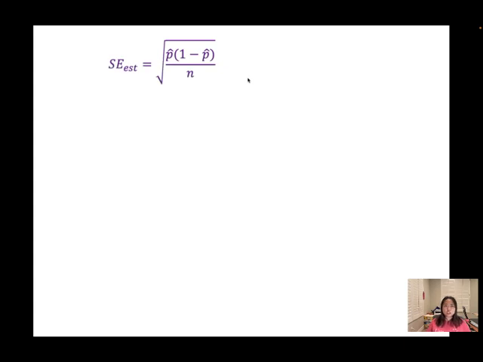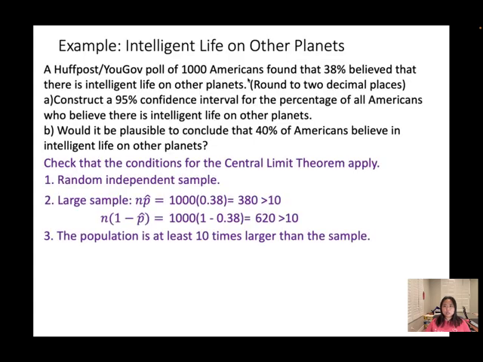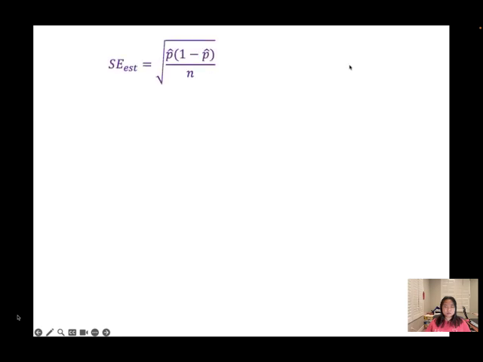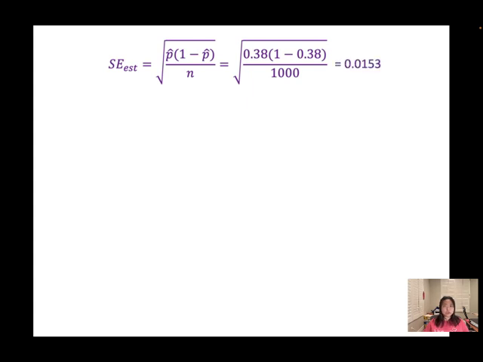Now, after we check the condition, we want to find the standard error. Okay, standard error. Plug it in. The p hat will be 0.38. Use your calculator. You should get 0.0153, right? This is the standard error.